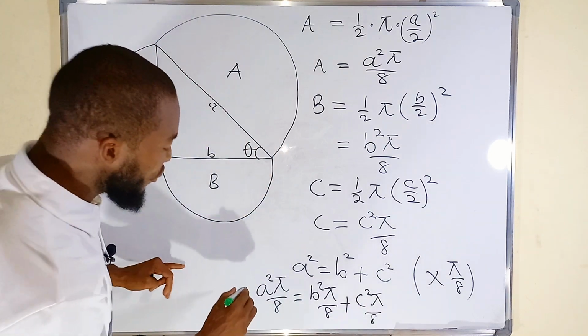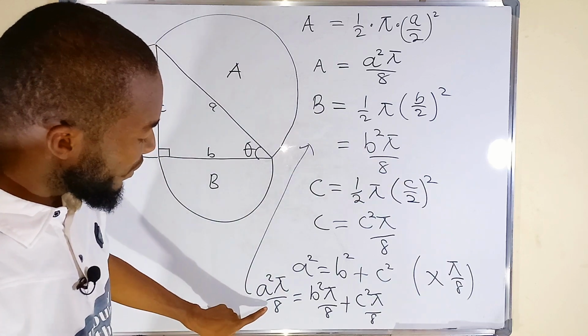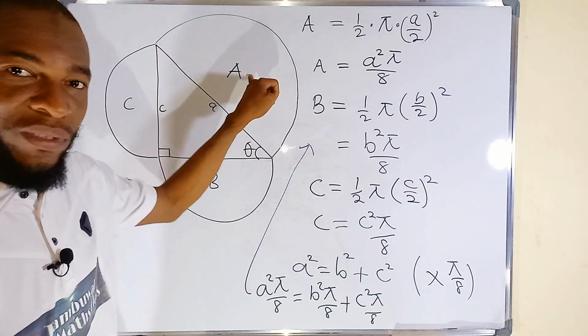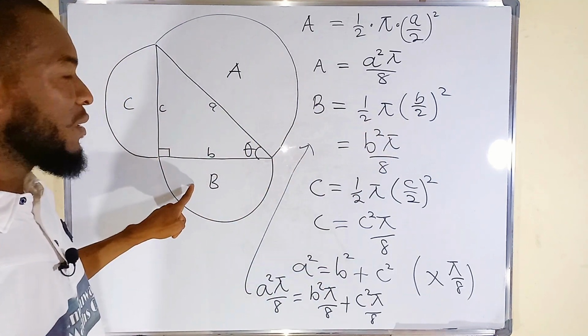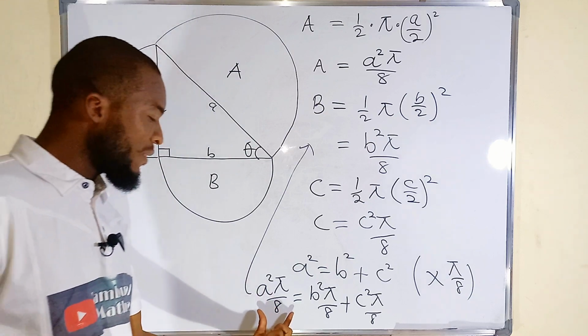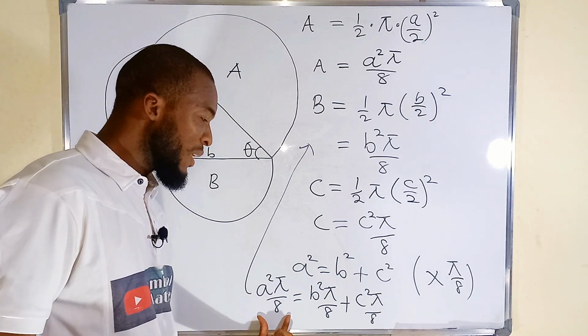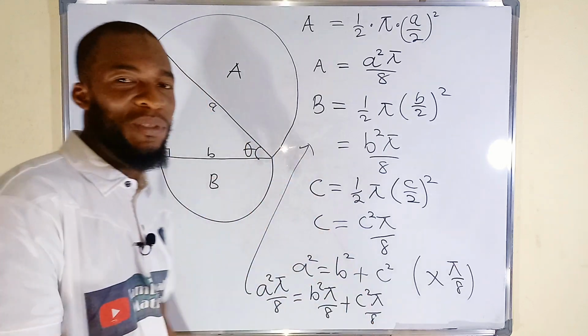Can you see that if you relate this to all of these areas, this stands for the area of the bigger semicircle, this stands for the area of this other semicircle, and the last one stands for the area of this, and hence the area of the big semicircle is equal to the sum of the areas of the other two smaller semicircles.